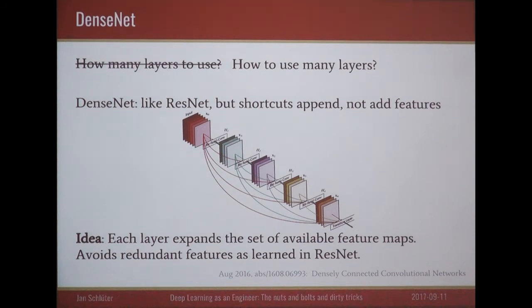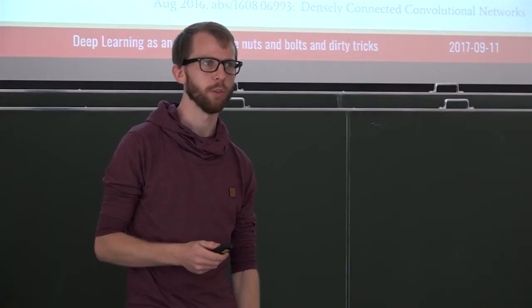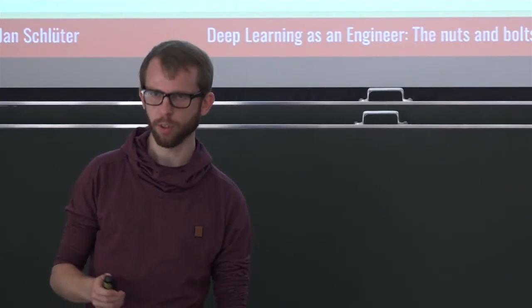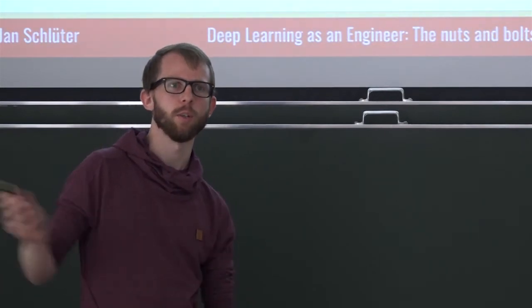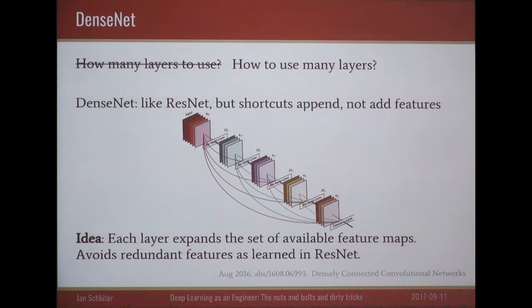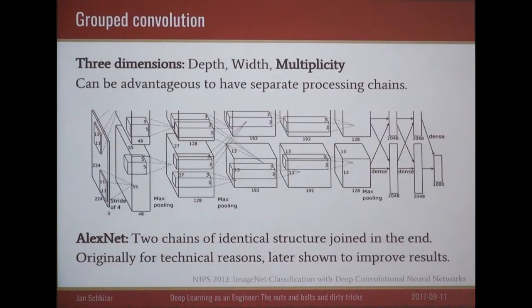And there's DenseNet, which is very similar to ResNet, except that the shortcuts don't add the features to what was there, they append it to what was there. So each convolutional layer here would append a few feature maps to the collection of feature maps that was already there before. This means the final classification can depend both on low-level and on high-level inputs. And this avoids having to relearn features at multiple stages in the network.